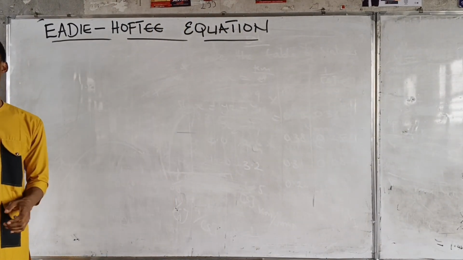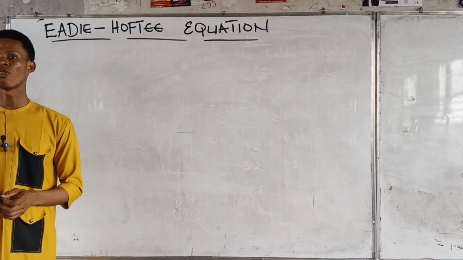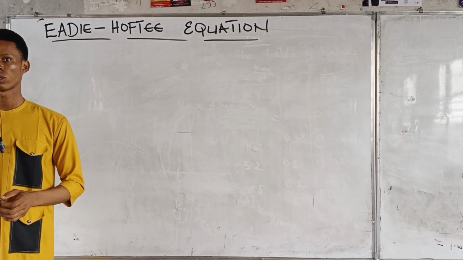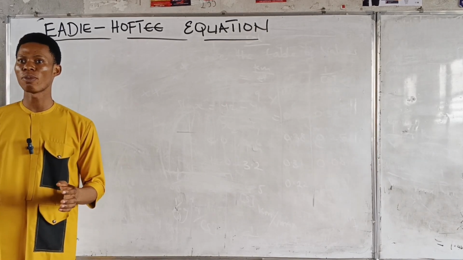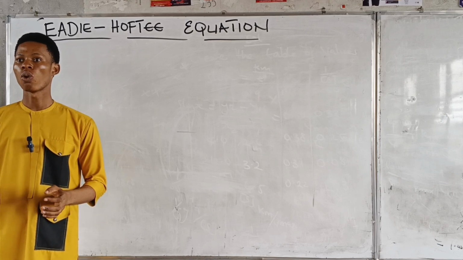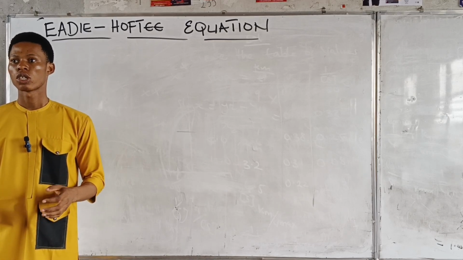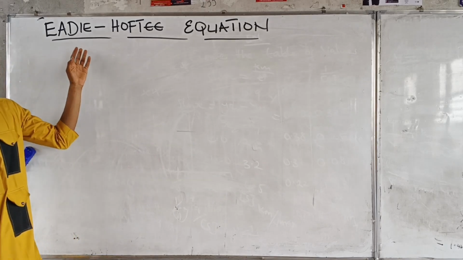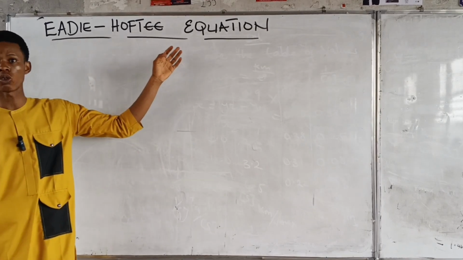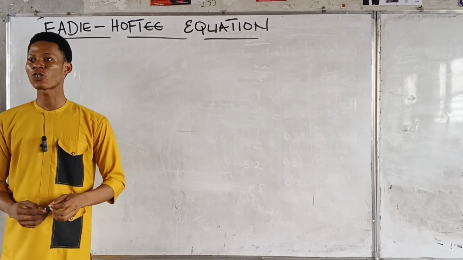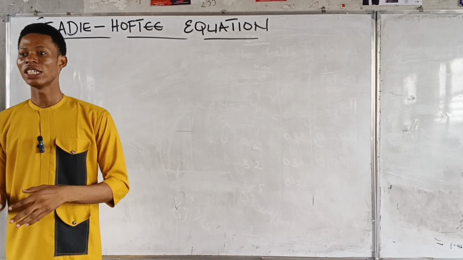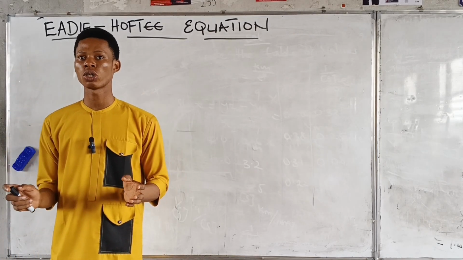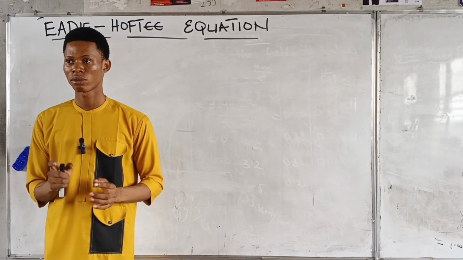Now let's look at the second modification of the Michaelis-Menten equation. The first modification of the Michaelis-Menten equation was Lineweaver-Burk, to make it a linear graph equation. Now the second modification is the Eadie equation. So Eadie also modified the Michaelis-Menten equation to have a straight line graph.